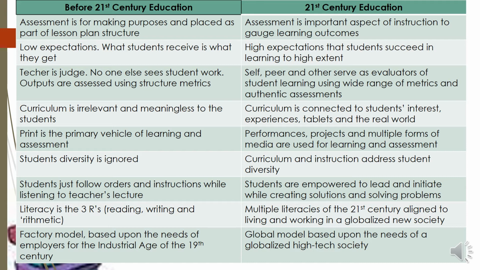And the last one: the traditional factory model is based upon the needs of employers for the industrial age of the 19th century. But in the 21st century, the global model is based upon the needs of a globalized high-tech society. So that's the difference between traditional and 21st century education.